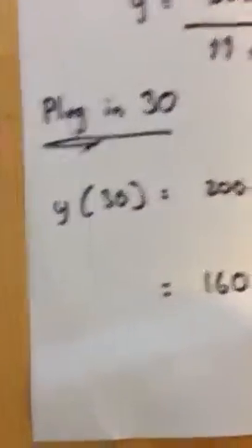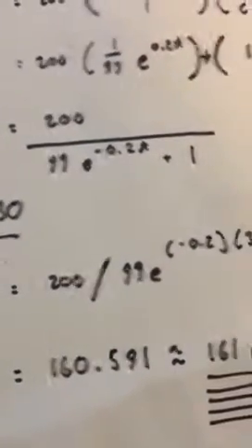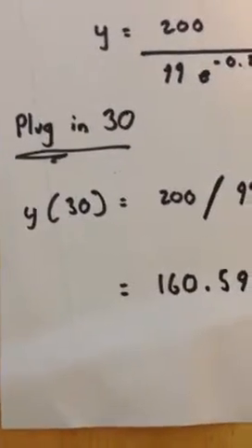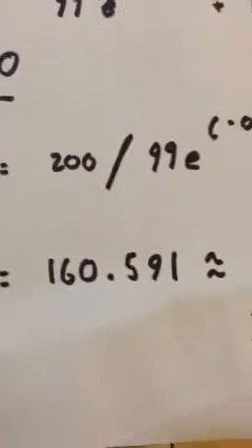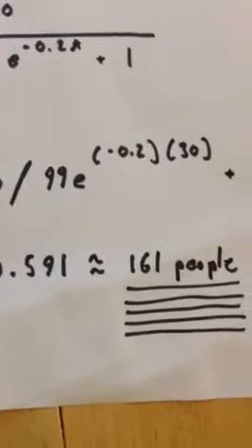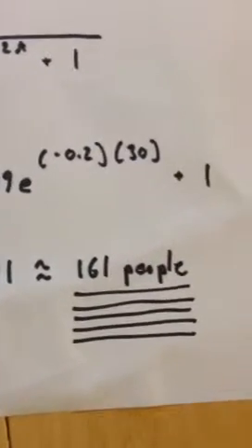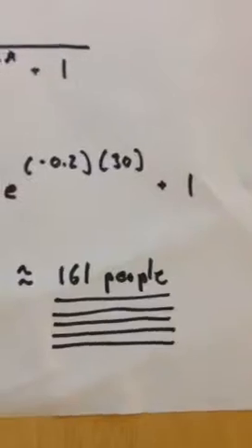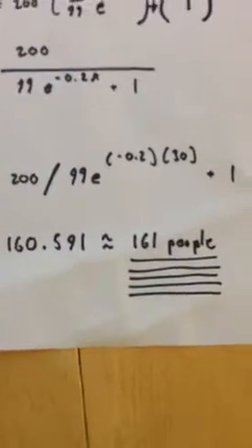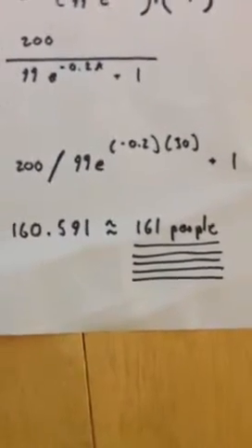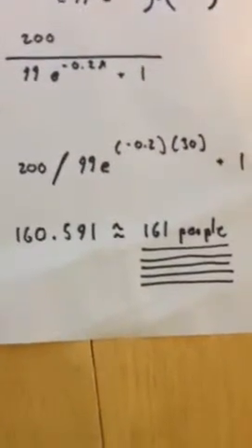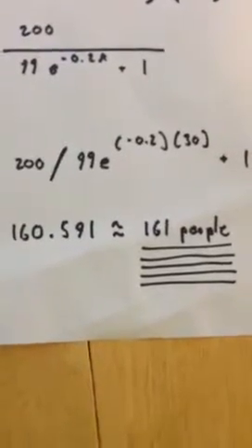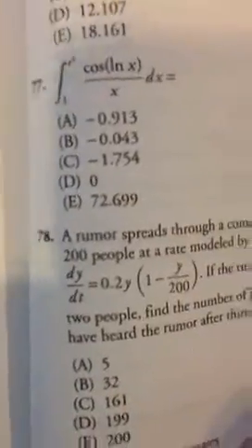So now you're going to plug in 30, because the only variable you have left is t. The number of people who know the rumor in 30 days, in terms of t, is going to be 200 over 99e to the negative 0.2 times 30, plus 1. And since this was a calculator problem, this is the point at which we're able to use our calculator. This is the first time that a calculator actually becomes useful. So if you plug that into the calculator, you're just going to get 160.591, which is close to 161, which is the only close answer in the textbook.